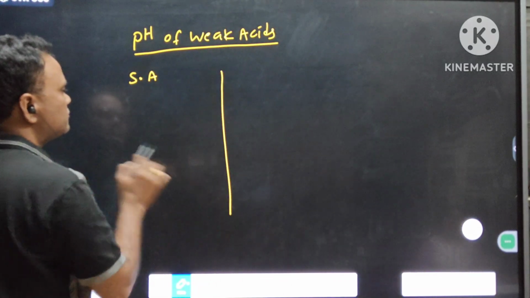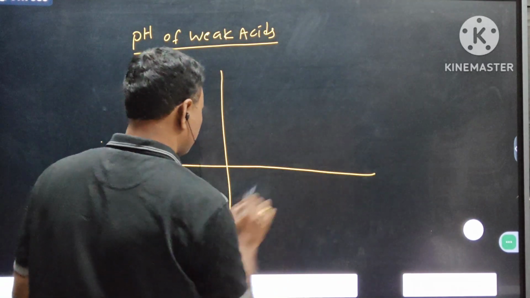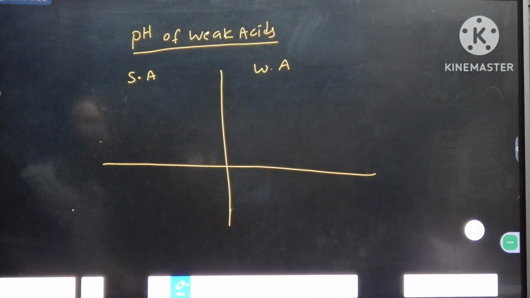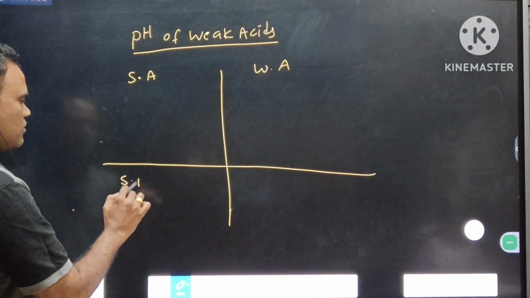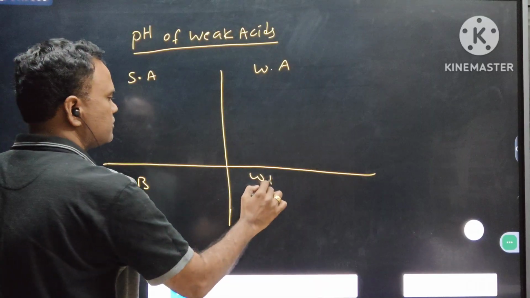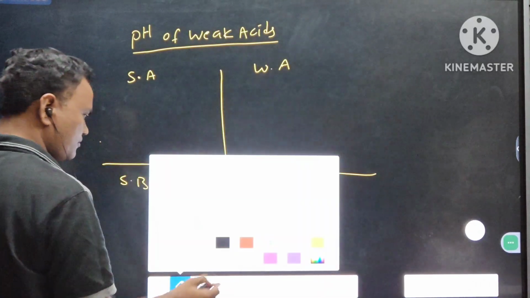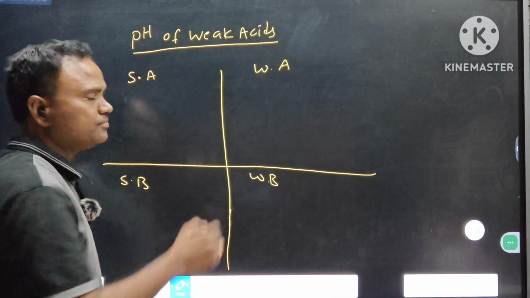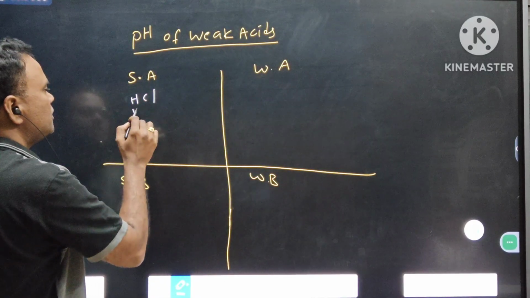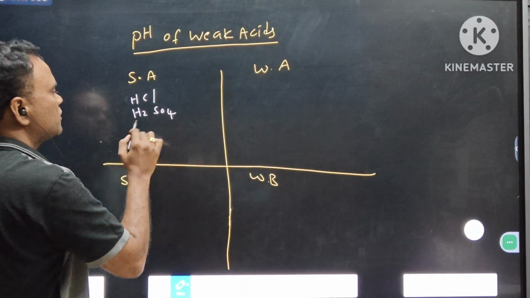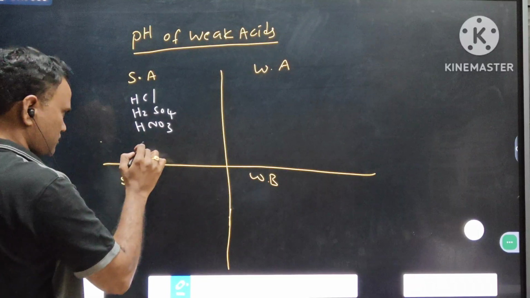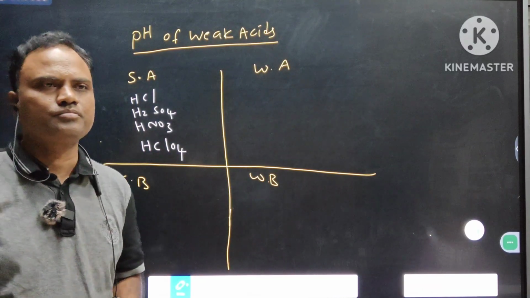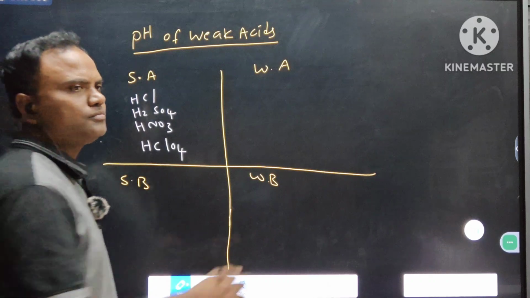Strong acid, weak acid, everyone should have this. Strong base and weak base. Everyone knows the strong acids list, I hope: HCl, H2SO4, HNO3, HClO4, perchloric acid. Weak acids list.